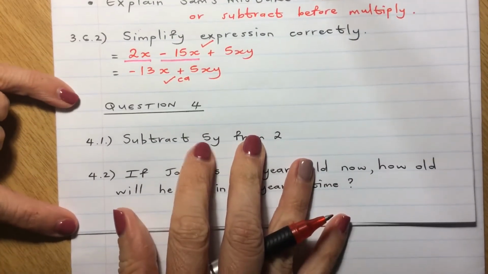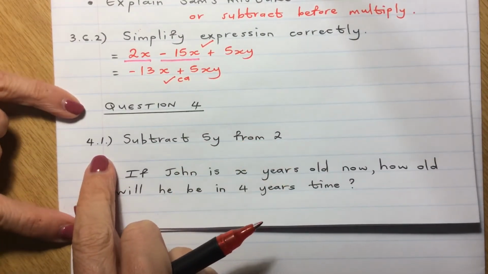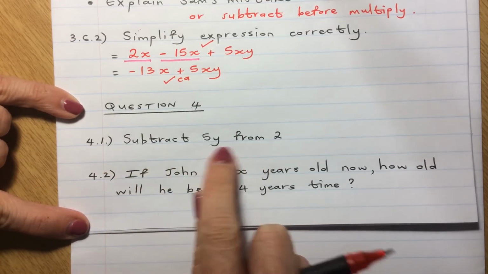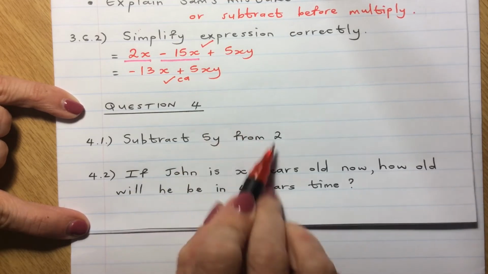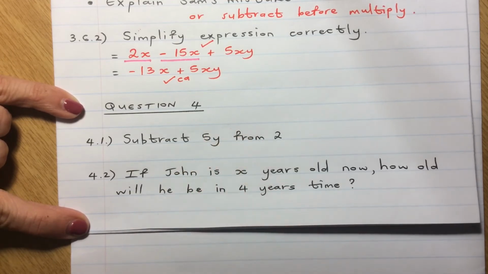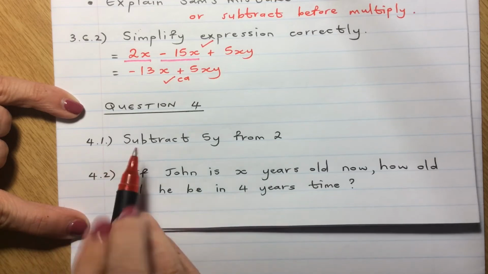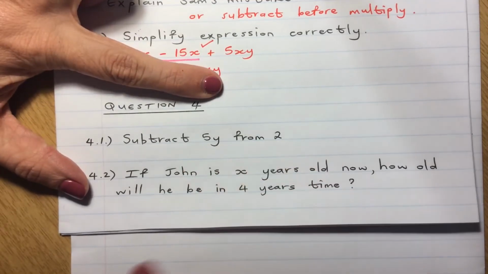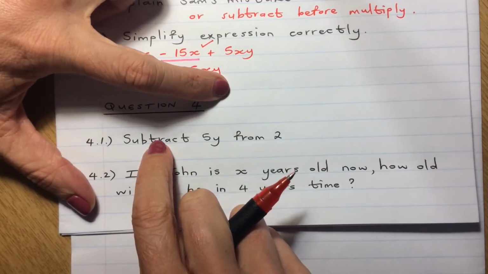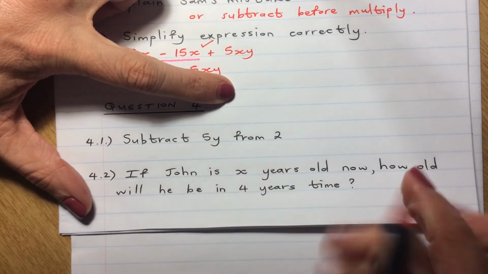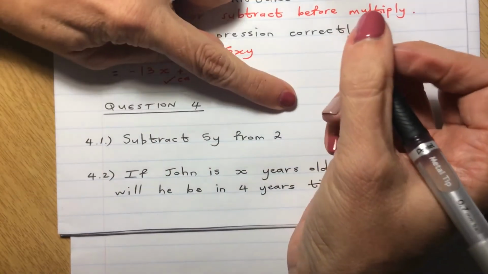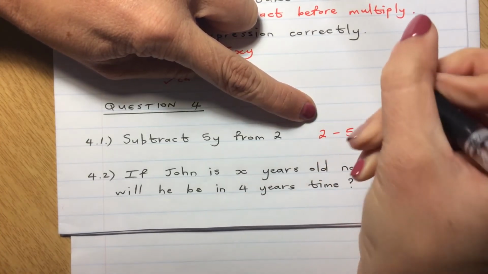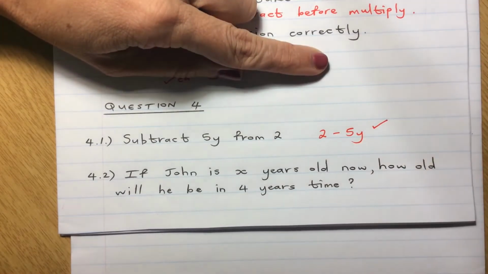All right, let's jump to question 4. 4.1, we had to write algebraic expressions for these phrases. In other words, we're not going to get a final answer like 10. We're going to get an answer with y's and x's or other variables in it. So if I say subtract 5y from 2, lots of us just said 5y minus 2. But if I'm saying subtract 5 from 10, I'm going to write 10 minus 5. So your answer for this one is going to be 2 in front minus the 5y. And that gave you your 1 mark there.